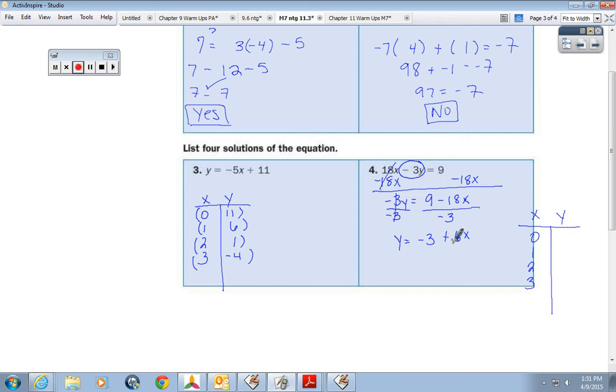Now I'm going to replace x with 1. What's 6 times 1? 6. What's 6 plus negative 3? Positive 3. Yep. Okay, and you're fixing to see a pattern here. Now I'm going to replace x with 2. What's 6 times 2? 12. What's 12 plus negative 3? 9.